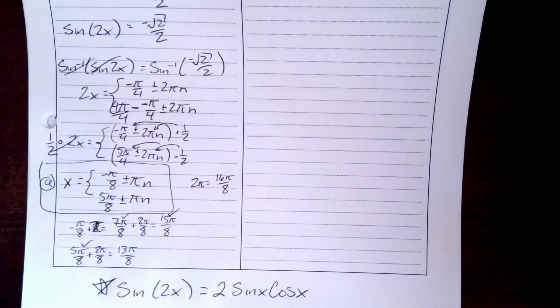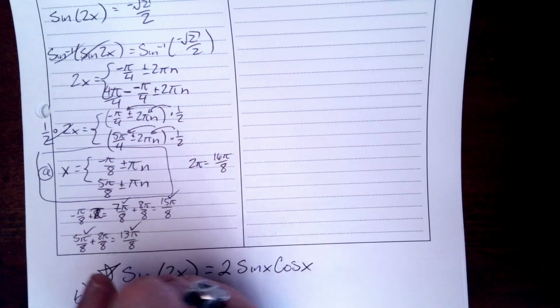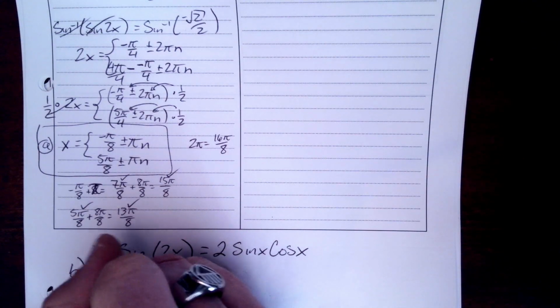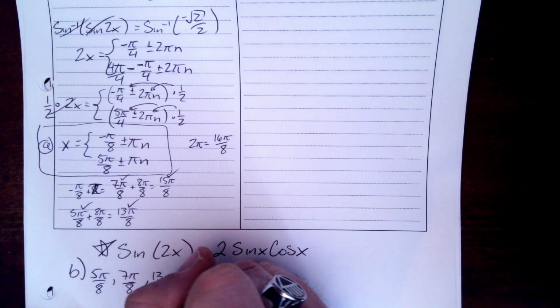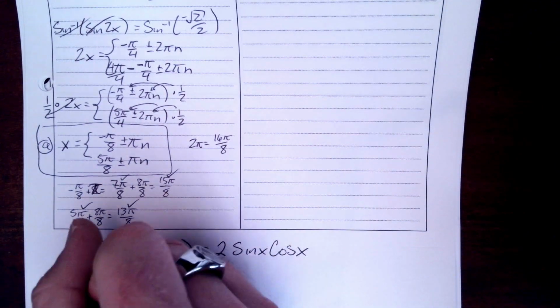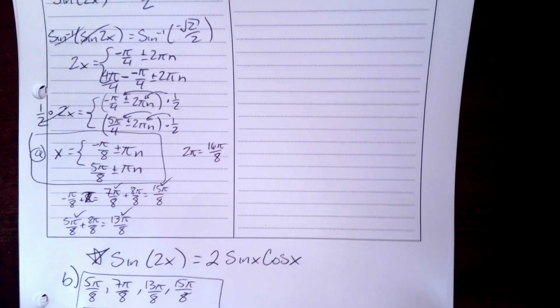13 plus 8 is more than 16, so it looks like our 4 solutions for part B, the x values between 0 and 2 pi that we want in least to greatest, are 5 pi over 8, 7 pi over 8, 13 pi over 8, and 15 pi over 8. Nice precise values. So we're going to do a little bit more exploratory math here.